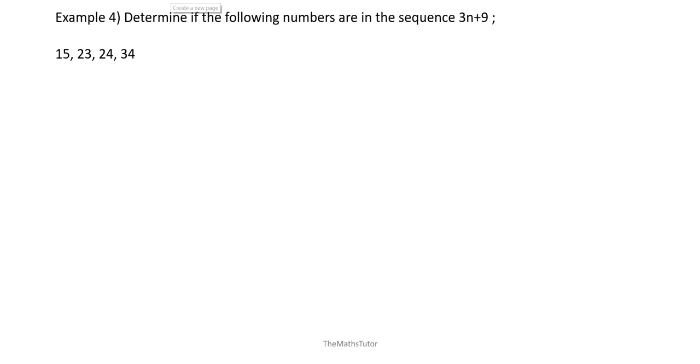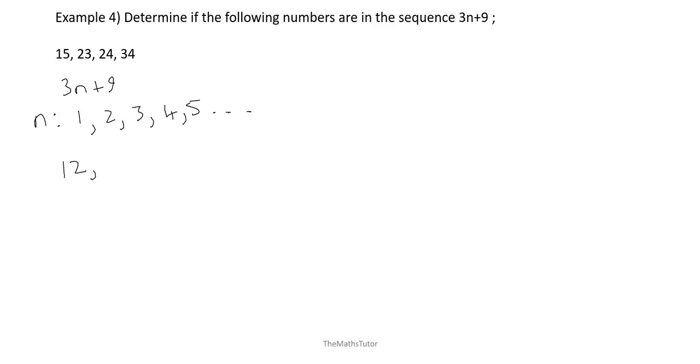Now, the second way of doing these types of problem that I talked about is simply you write the nth term and then you write out a line of n values. So if I just go up to 5 for now to illustrate the method, you simply plug in these numbers one by one. So 3 times 1 is 3, plus 9 gives you 12.